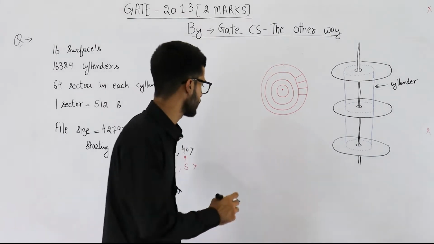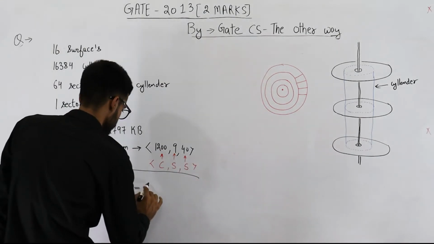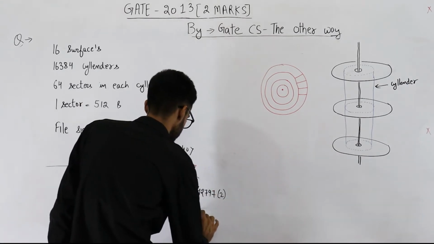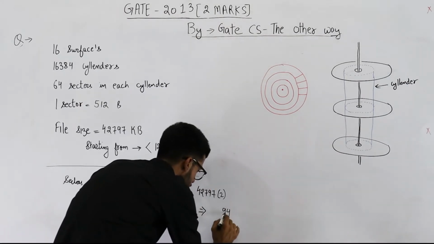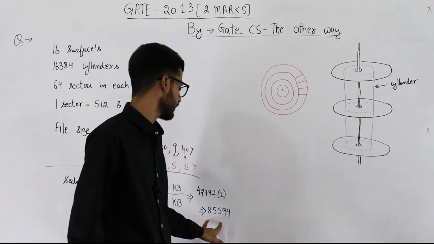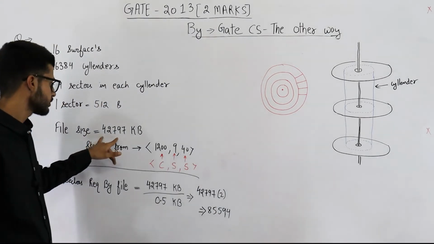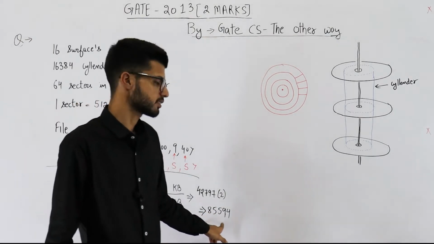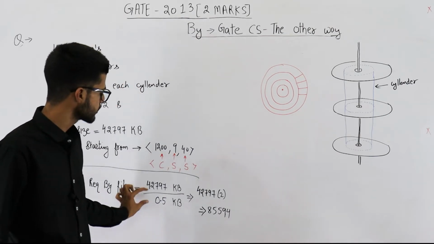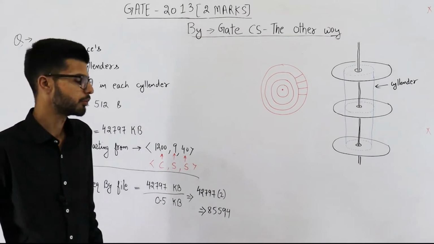This will be 85594 sectors. That means this file requires these many sectors in total. Okay, how did I get that? File size divided by sector size. Sector size is 512 bytes or half KB.